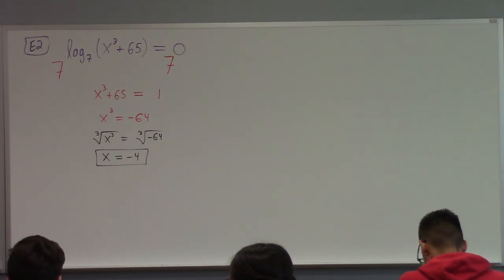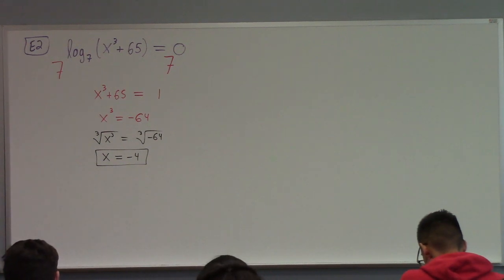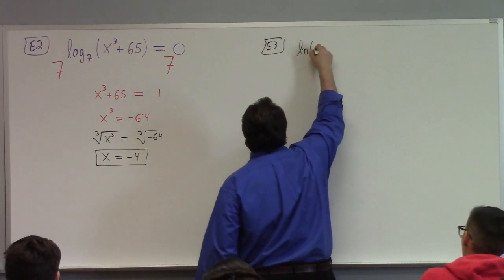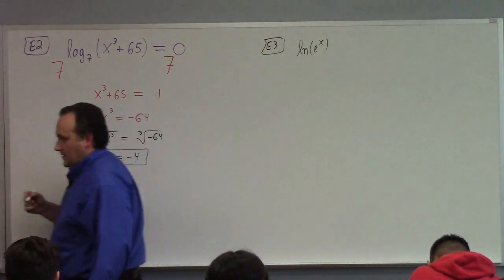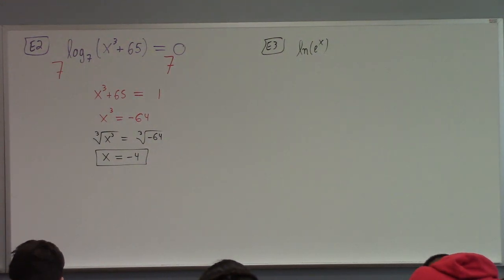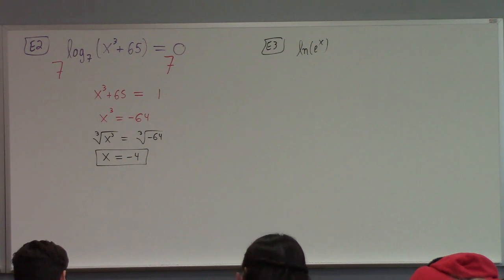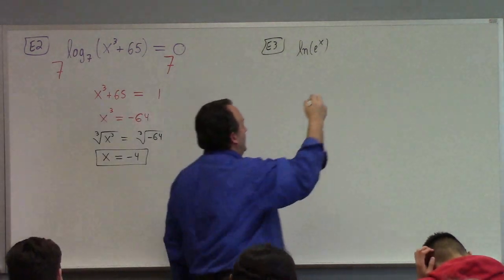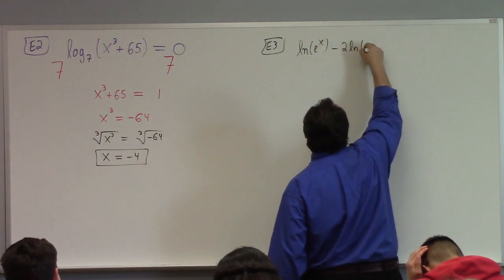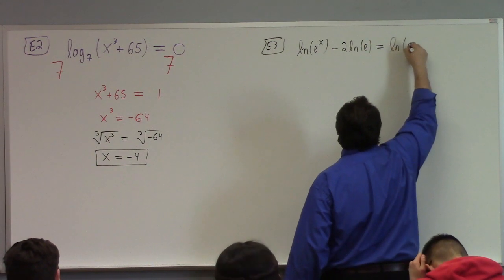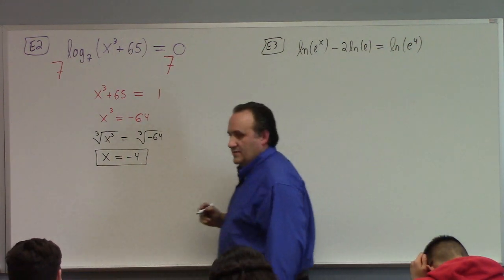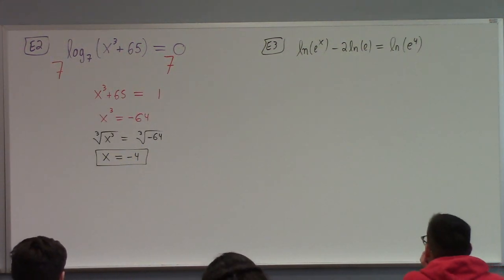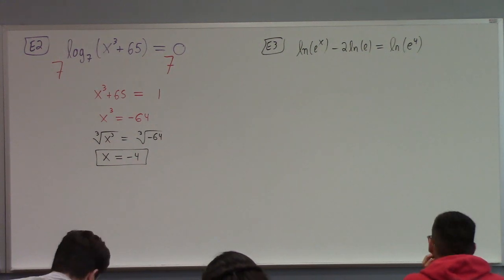Let's see here. I've got natural log of e to the x. This is actually number 81. No, excuse me, 79. Natural log of e to the x minus 2 times the natural log of e is equal to the natural log of e to the 4. This is a very silly problem. Maybe it looks kind of scary, but goodness, if you understand your properties of logs, then this is extremely easy.